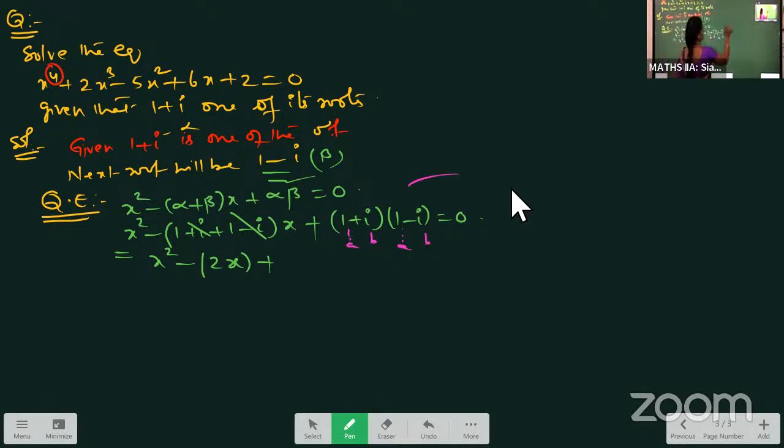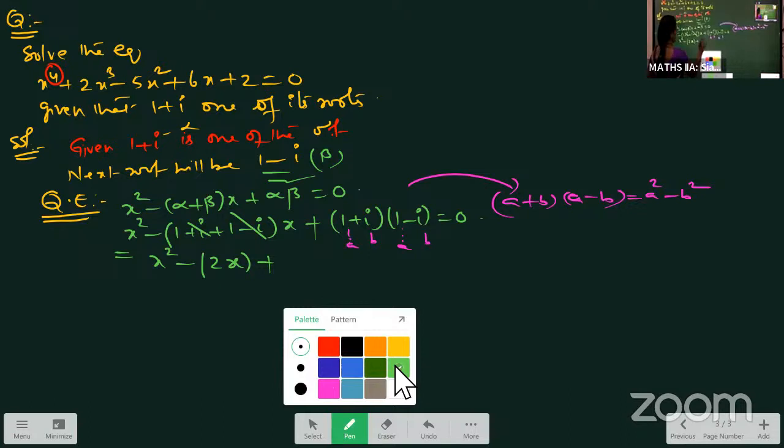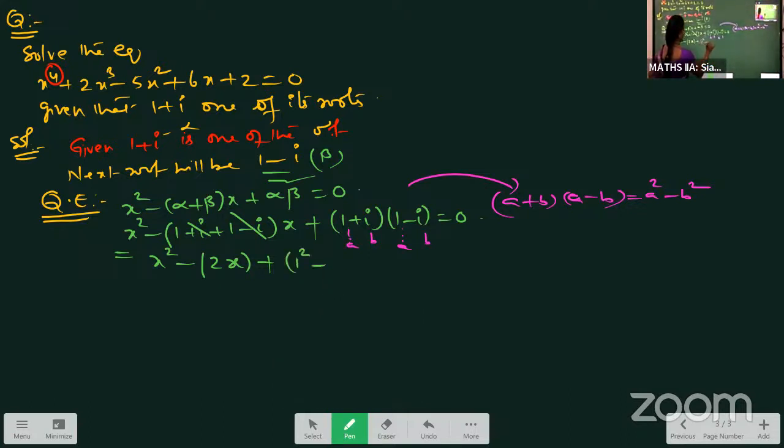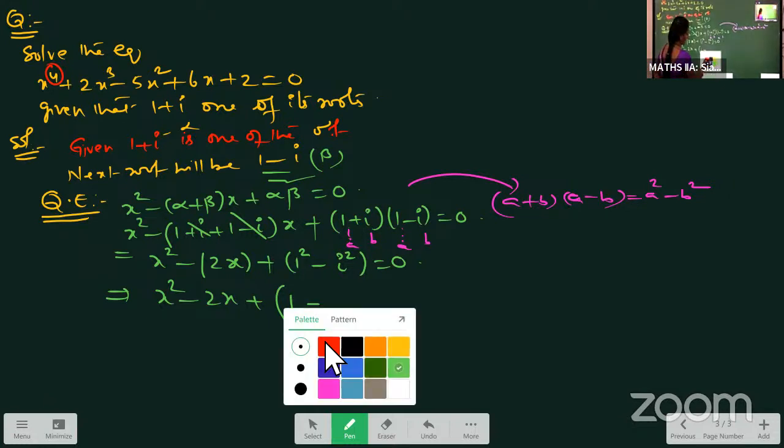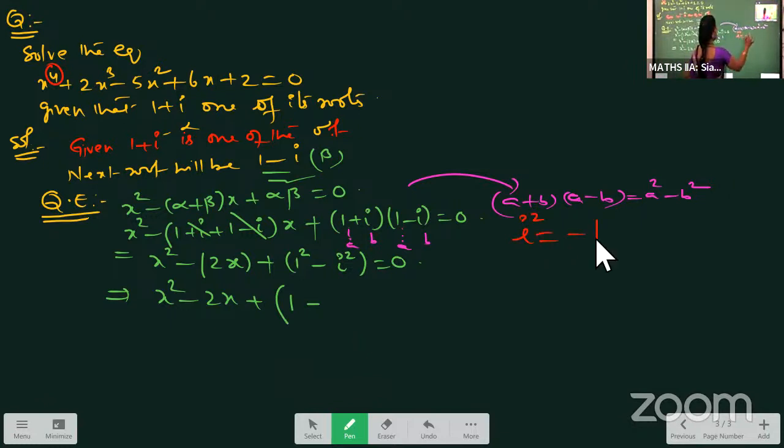So this is in which form? A plus b into a minus b. What is that? That is nothing but a square minus b square. So apply that formula here. This is 1 square minus i square is equal to 0. Then x square minus 2x plus 1 square minus i square. What is the value of i square? i square is nothing but minus 1.